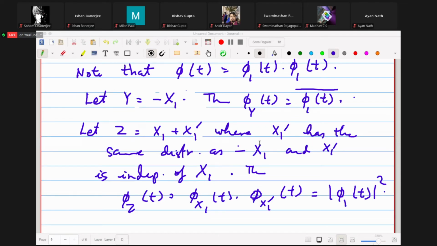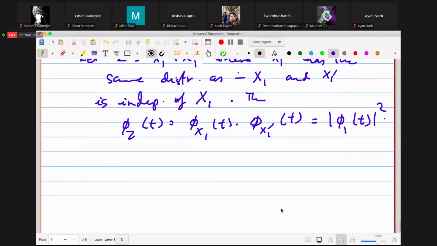Yeah. Okay. Yeah, this is 2 minus phi1t. Okay. Suppose 2 minus phi1t whole power minus 1. Okay. Yeah. This is a bit difficult to guess what it is. Okay.